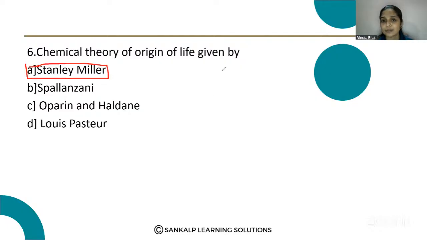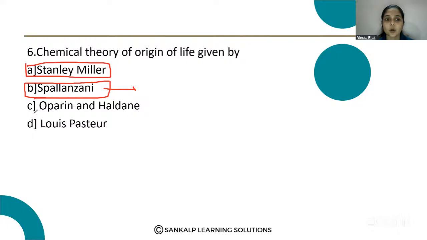In that experiment, they created similar early earth conditions in the lab, with 800 degrees Celsius temperature, and they used some gases, and that led to the production of some organic molecules, right? That is the Stanley Miller experiment. Spallanzani is not related to the evolution, so there is no mention of this name. Then Oparin and Haldane are the scientists who gave the chemical theory of evolution.